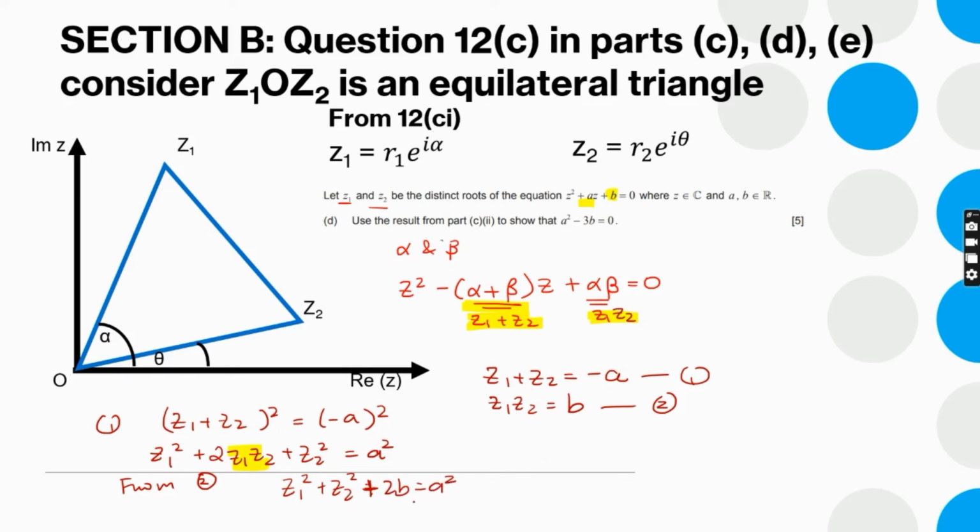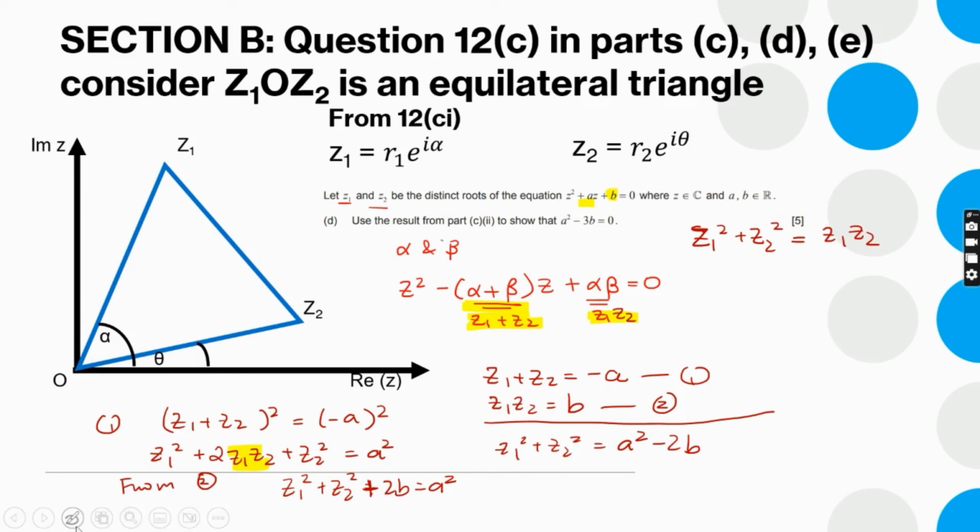Okay, so z1 squared plus z2 squared is now equal to a squared minus 2b. I'm going to separate this from the previous working. Do you still remember in the earlier part, part C, part 2, we found z1 squared plus z2 squared is equal to z1 z2? Right, that's what we proved.